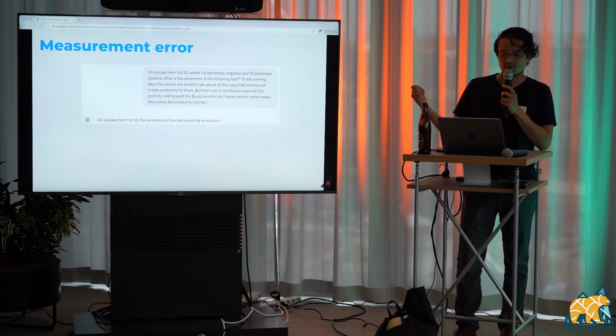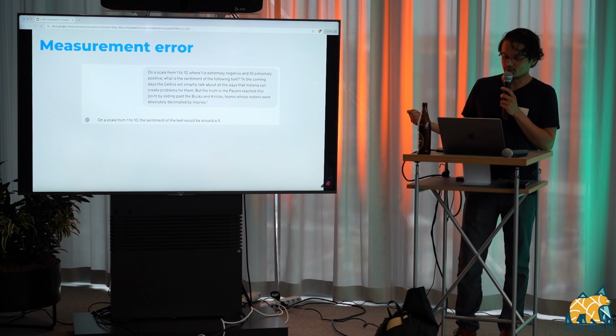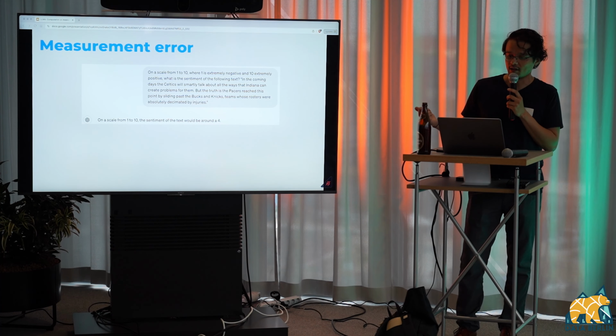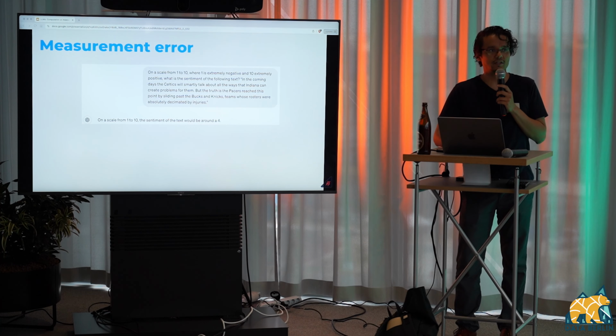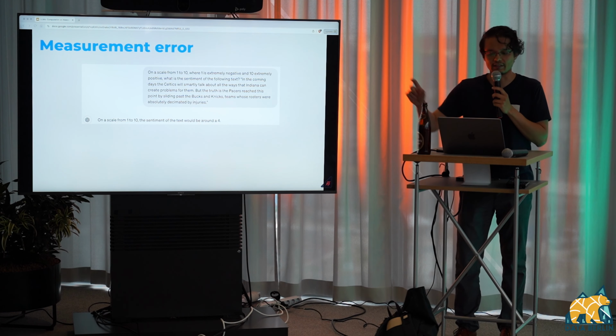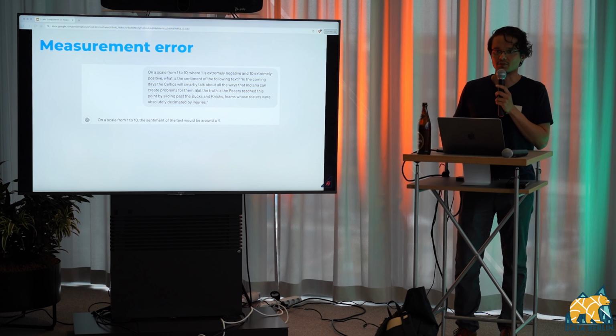Let me give you an example. Yesterday I asked our friend ChatGPT, on a scale from 1 to 10, where 1 is extremely negative and 10 is extremely positive, what is the sentiment of the following piece of text? And then I copied a paragraph from a recent sports news article. GPT responded by saying, on a scale from 1 to 10, the sentiment of the text would be around a 4. Fine, it's fair.